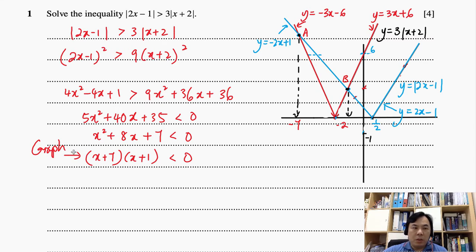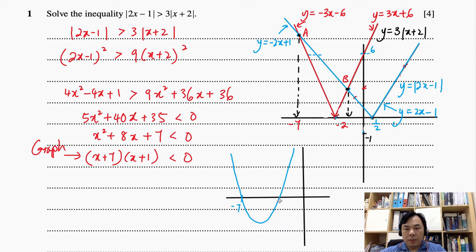You must make sure there is a region of this graph that is below the x-axis. So I'm going to sketch this graph here. It should look something like this. Because it's -7 and -1, we are looking for a region of this graph that is below the x-axis. So x must be lying between here. Therefore, the solution is x greater than -7, less than -1. Now, that is how we secure the solution.